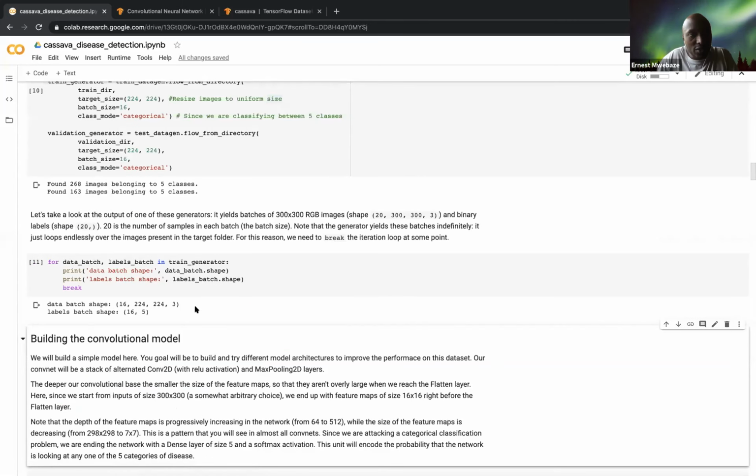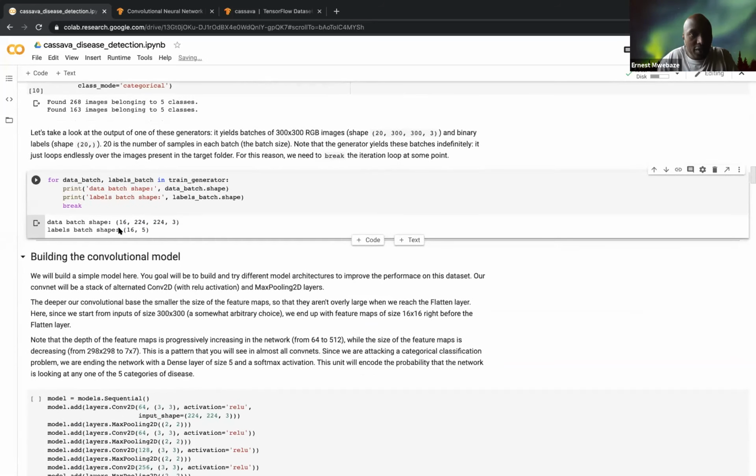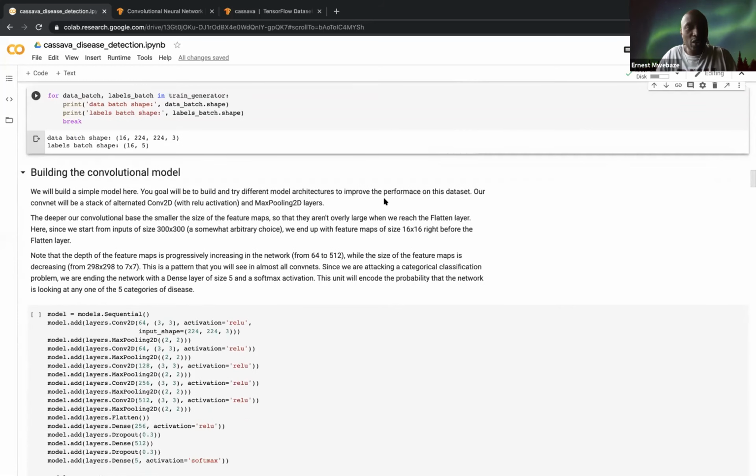All right, so we now have a format for computing on our data, which is a batch of 16 images. They have size 224, and they have 3. This 3 represents RGB, the red, blue, and green. And we have the labels as well. So how do we build our convolutional neural network?